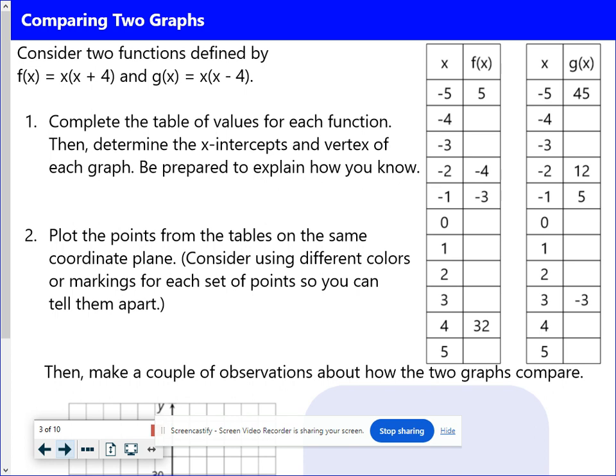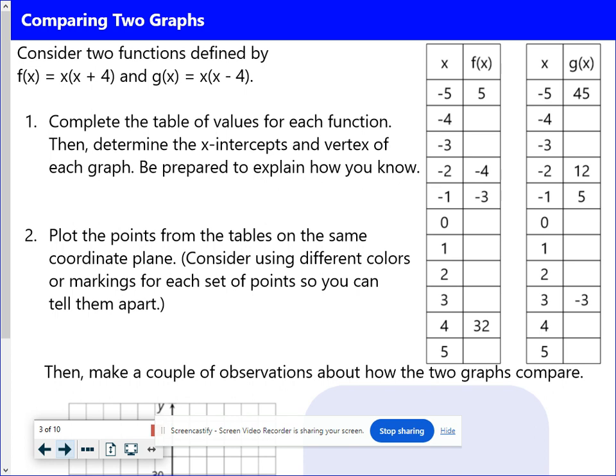We are going to be graphing 2 different parabolas. This is now on page 95. They have 2 different tables set up for us. One of them is for this f of x function, which is x times x plus 4. Again, that's in factored form. The other one is g of x, which is x times x minus 4. Very similar looking functions. And I've got these 2 tables, and again, some of the numbers are already filled in for each of those tables.